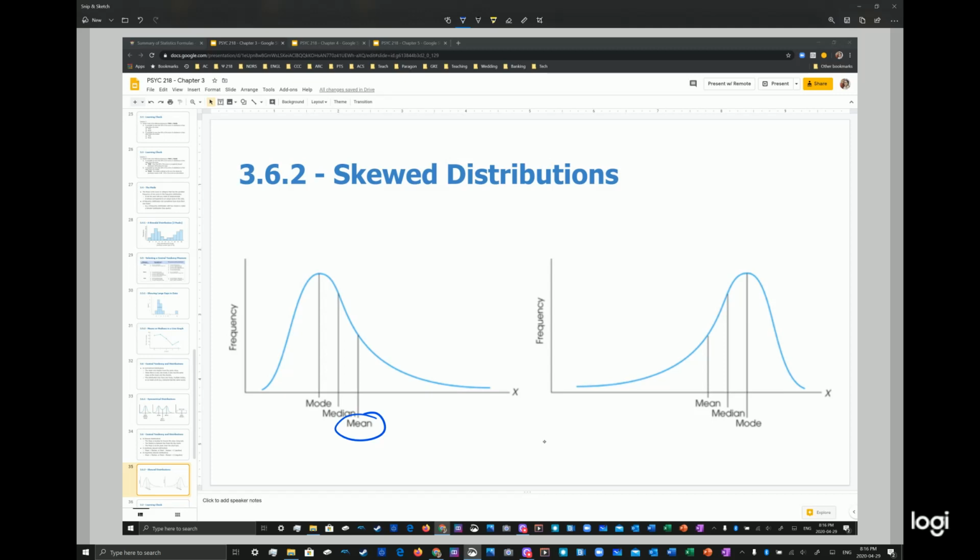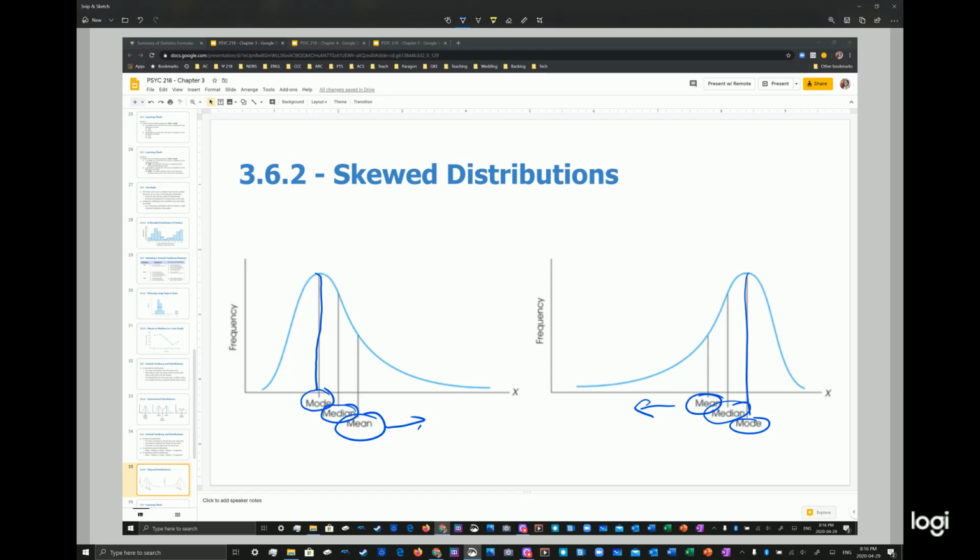Again, a positively skewed distribution would move the mean to the right, and then the median's in between the mean and the mode, and then the mode is exactly where the peak is. When there's a negatively skewed distribution, the mean would move to the left, the mode stays where it is at the peak, and then the median is between the mean and the mode.